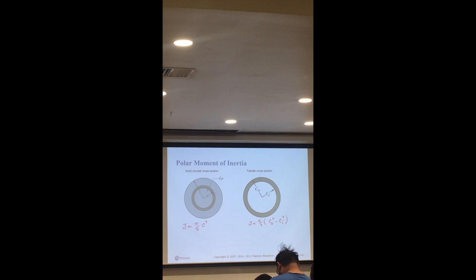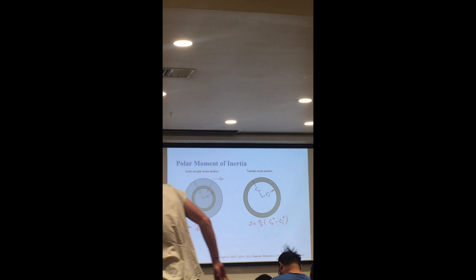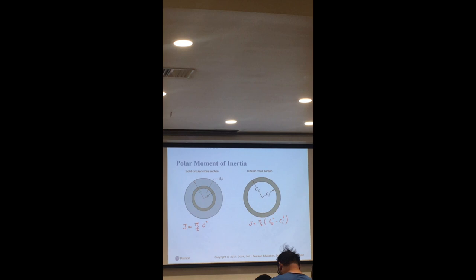Good. Look over the material of the book to see how we derive these. That should help you understand better, but I won't go through it today. If you do look it over and you have questions, let me know. So we have these two polar moments of inertia for these two types of geometries. Let's see if we can get that in action.